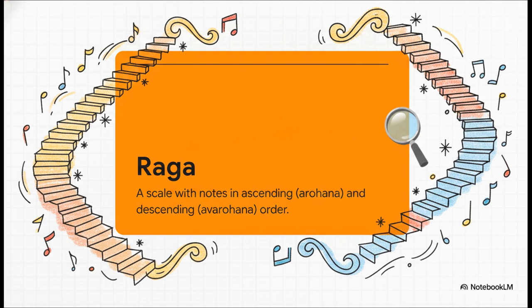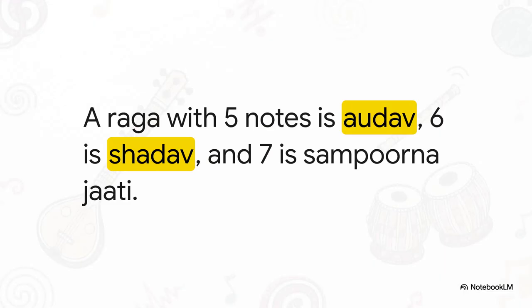But here's the catch. It's never just a straight walk up and down. A raga truly becomes a raga when you decorate this staircase. You use specific ornamentations, you repeat certain notes, you linger on specific phrases. That's what gives a raga its totally distinct musical personality. To understand how these staircases are built, we use a concept called jati.